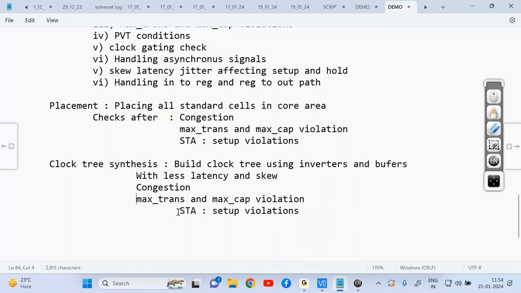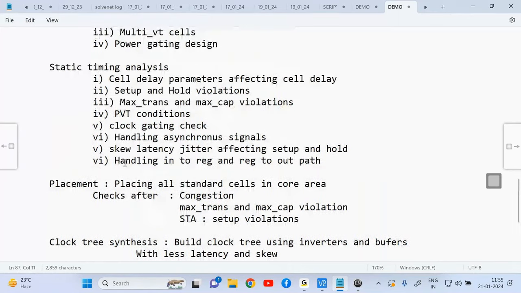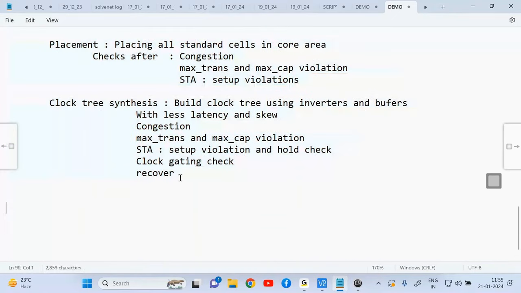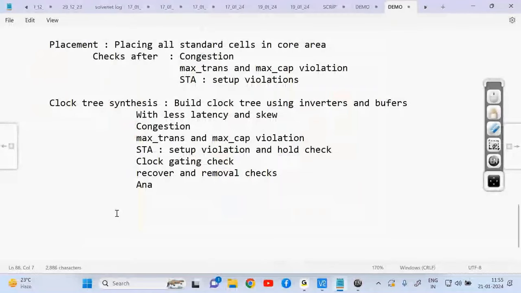STA, here we not only do setup and hold. So here we do setup violation check. Setup and hold check. Clock gating check. Recovery and removal check. Recovery and removal check is nothing but handling asynchronous signals. So asynchronous reset, how to handle it? That is recovery and removal check. So analyze skew and latency. If this skew and latency is very high, analyze why it is very high. Try to reduce it. Analyze skew and latency.